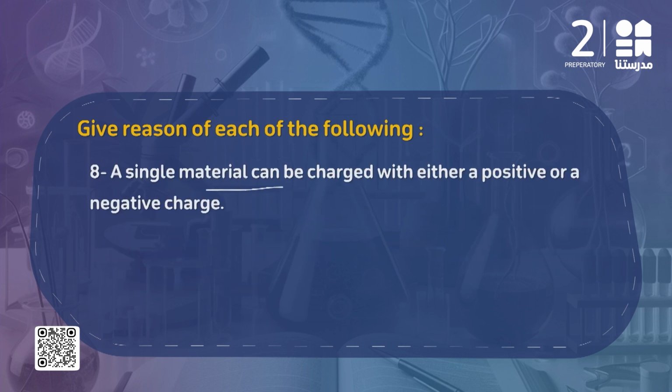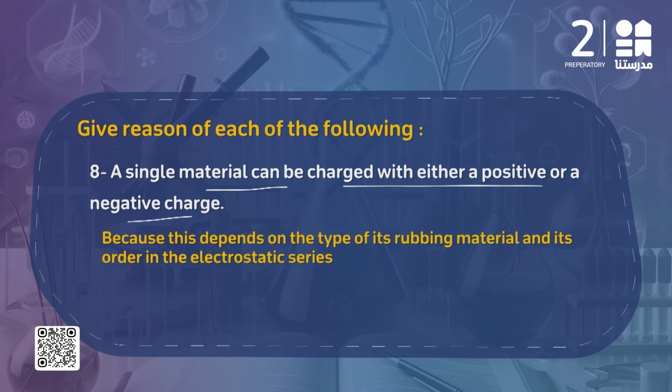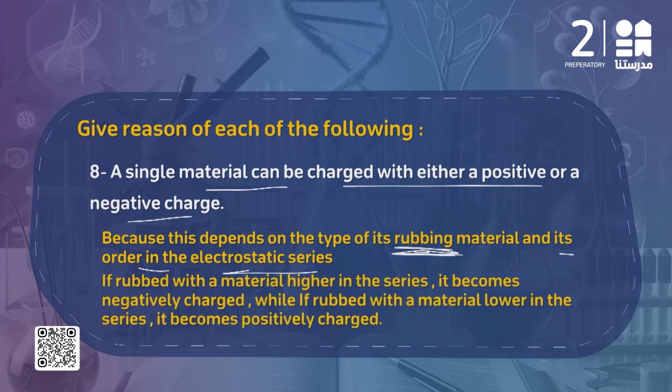Question number 8 بيقول لي a single material can be charged with either a positive or a negative charge, because it depends on the type of its wrapping material. يبقى على حسب الماتيريال اللي أنا بعمل بيها wrapping, either it gains electrons أو loses electrons, and it's in order in its electrostatic series. If wrapped with a material higher in the series, so it becomes negatively charged. طب لو عملنا لها wrapping بماتيريال أقل في السيريز بتاعتنا, so it becomes positively charged.